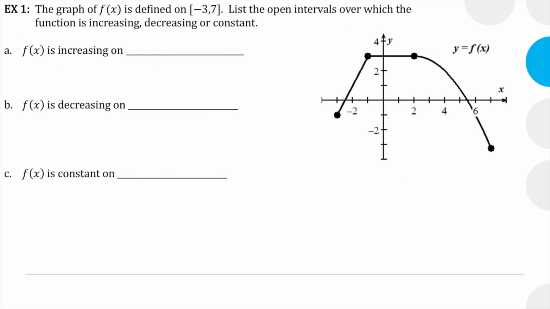Example 1. Here we have a graph. It's defined on [-3, 7]. List the open intervals over which the function is increasing, decreasing, or constant. So first, where is f increasing? Well, right here. So that's between -3 and -1. Where is it decreasing? Well, that's over there, between 2 and 7. Where is it constant? That's right in the middle there, between -1 and 2.